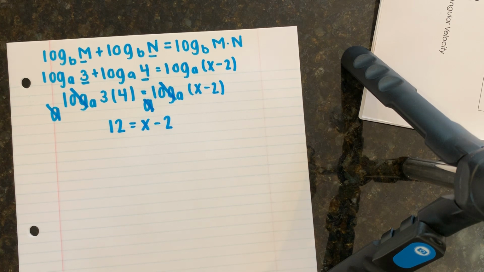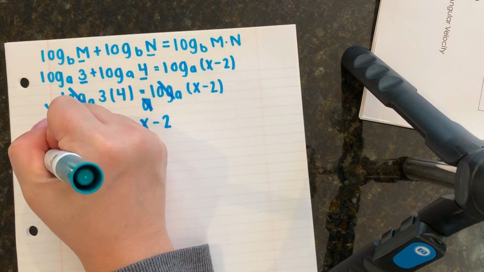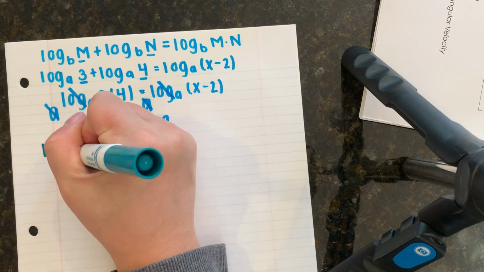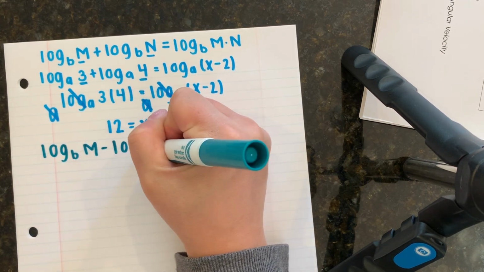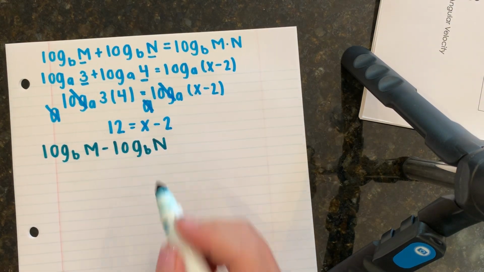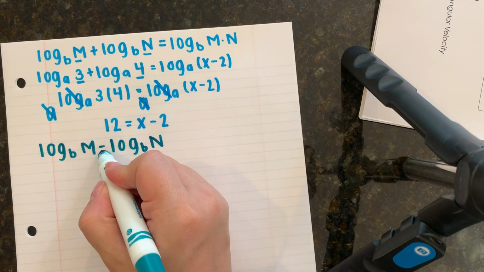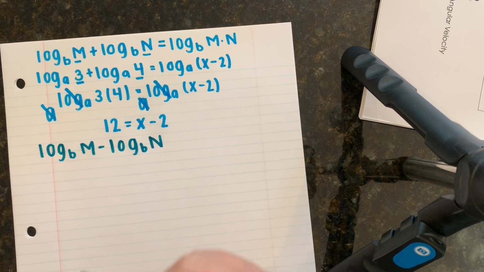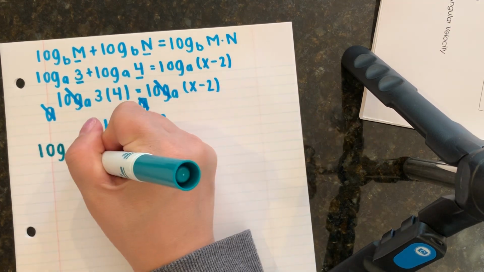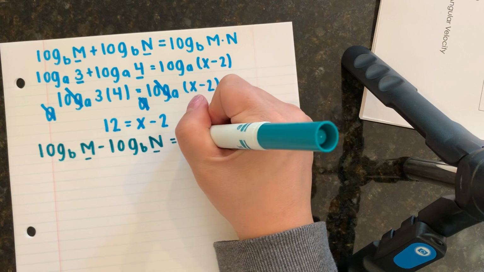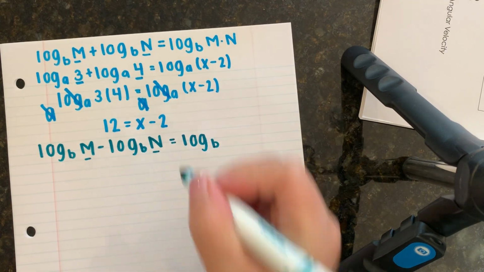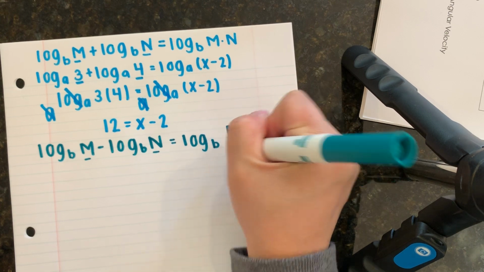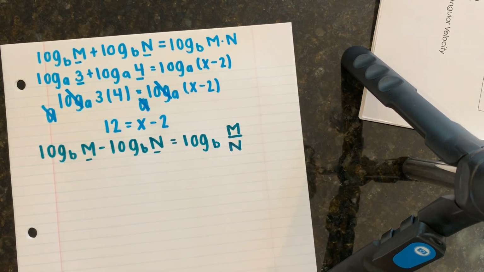The second one is going to be log base b of m minus log base b of n. Now, if I wanted to combine these two logarithms and I see the minus sign in between it, that indicates to me that I'm going to divide. So I'm going to take my two variables m and n, and you're going to combine them to one logarithm to become log base b of m divided by n.